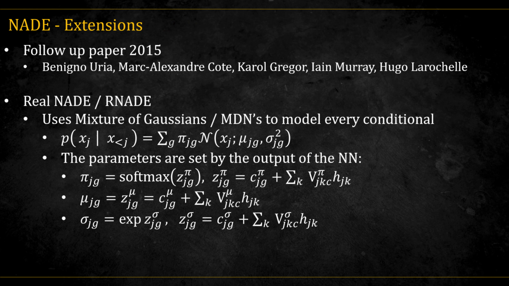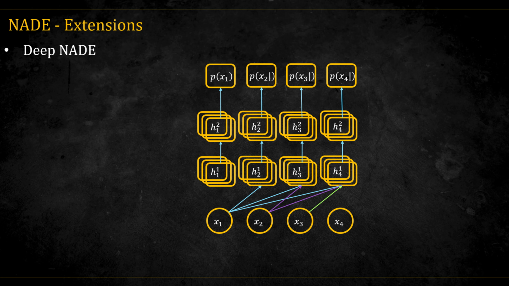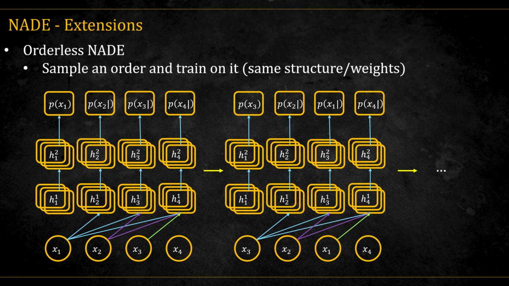There was also a follow-up paper by some of the same authors that extended NADE to real-value data. Instead of modeling each conditional with a Bernoulli distribution, it uses a mixture of Gaussians. Consequently, the output layer predicts the mixture weights as well as the mean and variance of each Gaussian component. They also introduced deep NADEs that have multiple hidden layers, and also orderless NADE, which trains on randomly sampled variable orderings rather than on a single fixed ordering.